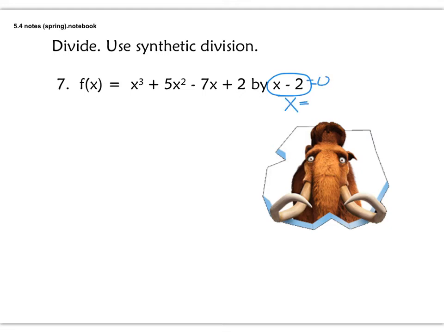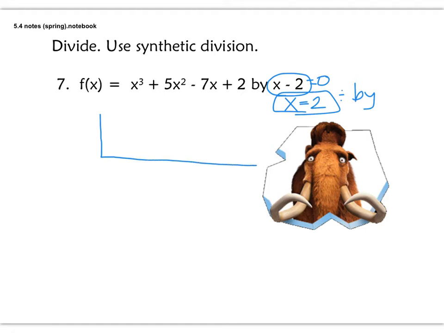Well, again, if you set that equal to 0 and solved that, x would equal positive 2. This is what you're dividing by, right? A positive 2. All right, so here's the setup. It looks a little different. It's almost like an upside down division sign.